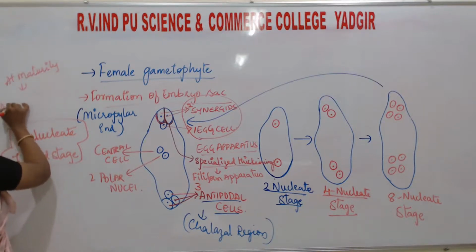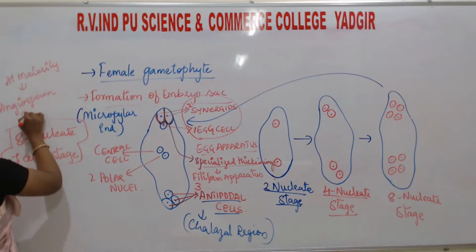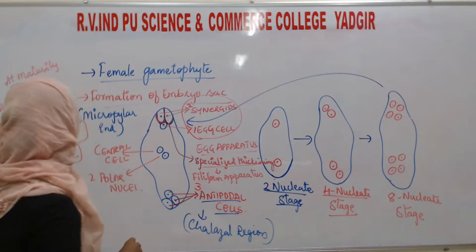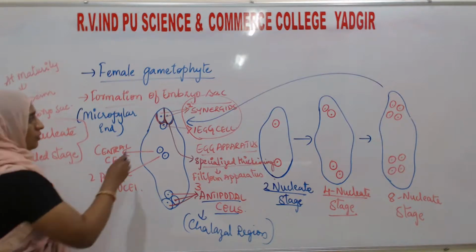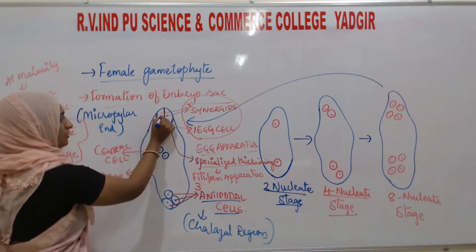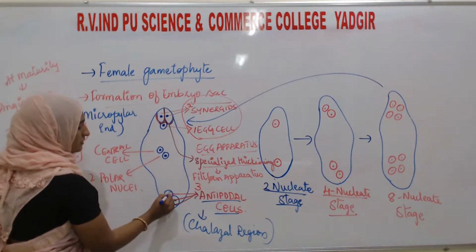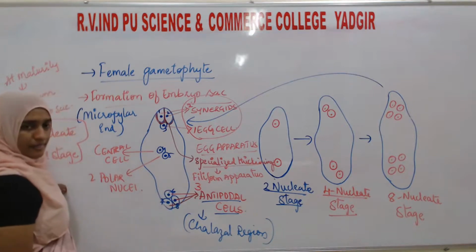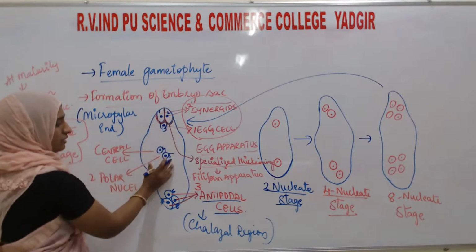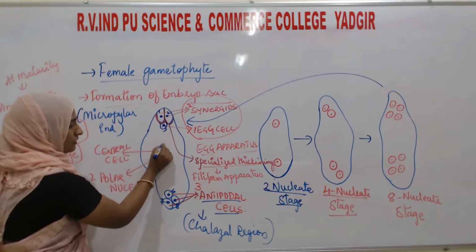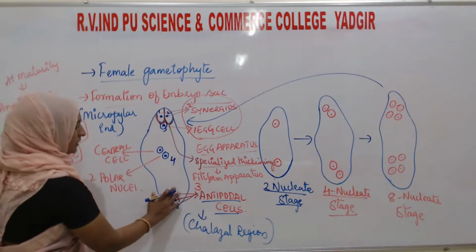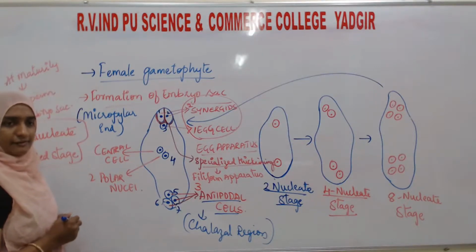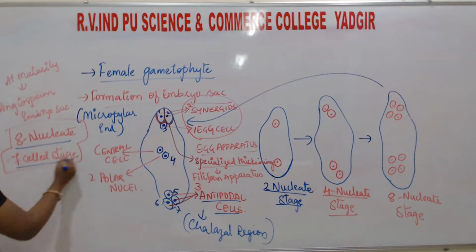A typical angiosperm embryo sac at maturity will show how many nuclei? 8 nuclei. Just see the nuclei: 1, 2, 3, 4, 5, 6, 7, 8. 8 nuclei are there. Okay, count the cells: 1, 2, 3. This together we cannot consider as 4 and 5. This together is the 4 because there is no cell wall formation. This is the 5, 6, 7. 8 nuclei are there, but 7 cells are there. This stage is known as the 8 nucleate 7 celled stage.